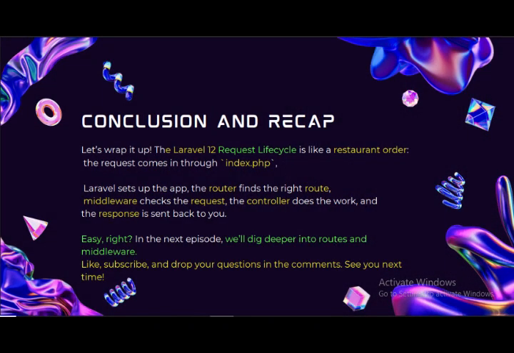Conclusion and recap. Let's wrap it up. The Laravel 12 request lifecycle is like a restaurant order. The request comes in through index.php, Laravel sets up the app, the router finds the right route, middleware checks the request, the controller does the work, and the response is sent back to you. Easy, right? In the next episode, we'll dig deeper into routes and middleware.